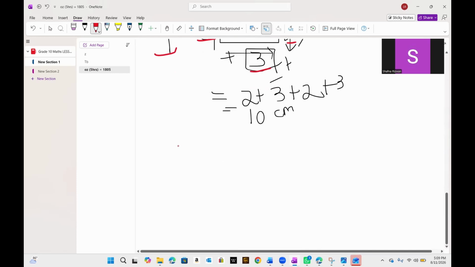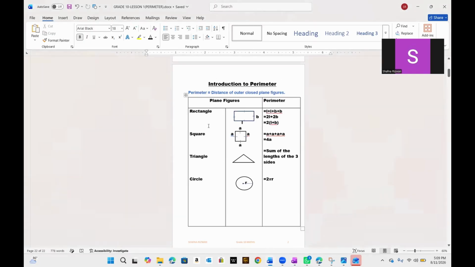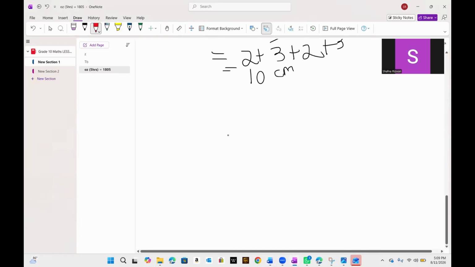Now let's go and see the proper one. See here, what is the perimeter? Perimeter means it is a distance of outer closed plane figures. Now let's go through the perimeter of certain plane figures which you all studied in your grade 9. Let's go through the basics, like an introduction to this perimeter. Let's go through those plane figures and find the perimeters.